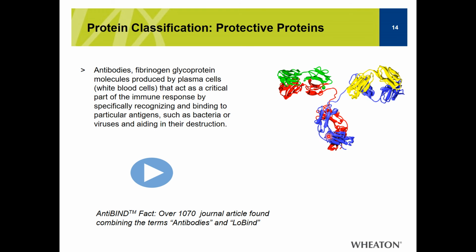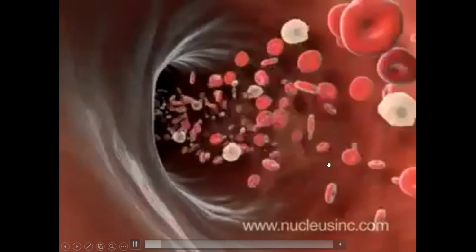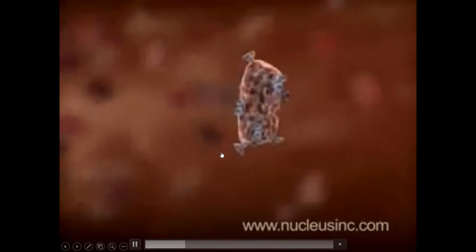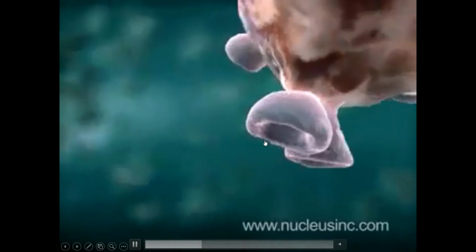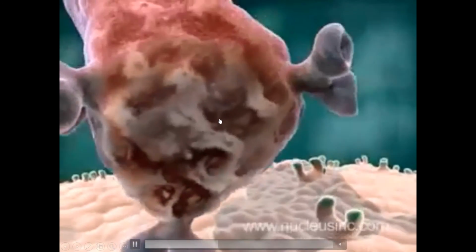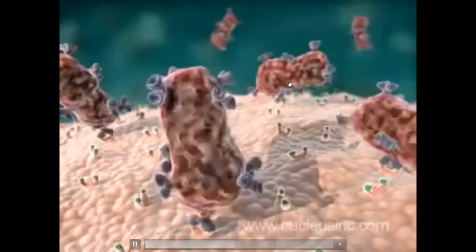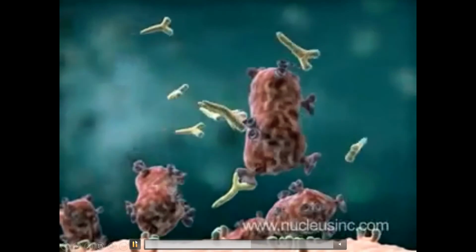Now, to see how this works in the biological system, if we see this is a blood flow and we have a virus that is flowing in the bloodstream. Now this virus over here is going to come and attack the cells. So the first thing it's going to do is attach itself to the cell, and then recruit other viruses to come in and attach to the cell.